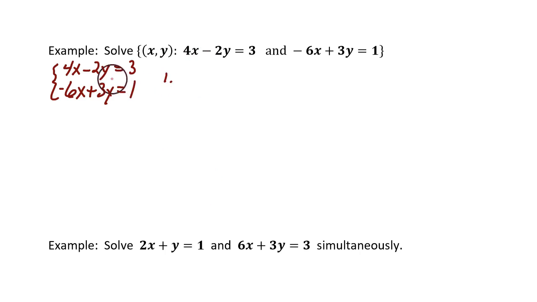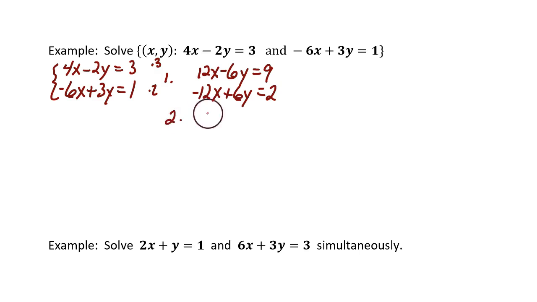Step 1 is to make the y terms be opposites. We can accomplish that if in the first equation we change this into negative 6y, and in the second equation we change this into positive 6y. Think about what you would need to multiply by in order to do that. In the first equation, we would need to multiply everything by 3. It will become 12x minus 6y equals 9. In the second equation, we would need to multiply everything by 2. That would make negative 12x plus 6y equals 2.